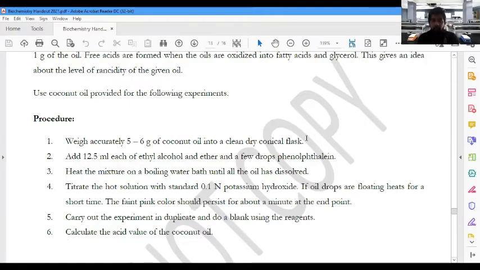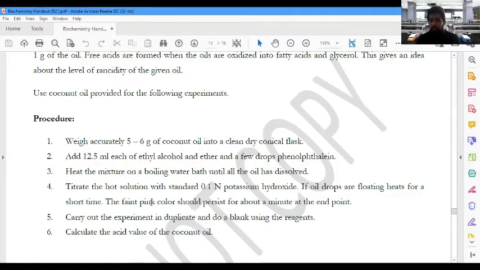So this is an acid-base titration at the end, but there is importance to each step. Okay. Here we are adding ethyl alcohol as well as ether. So what can you say about the polar or non-polar properties of ethyl alcohol and ether?